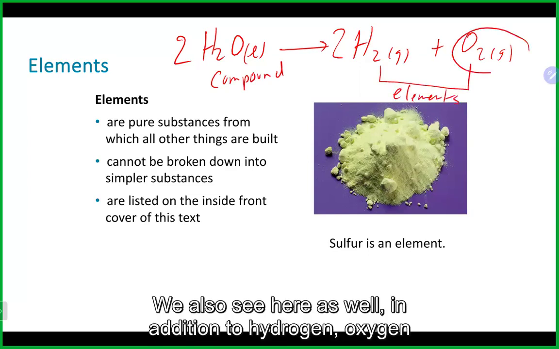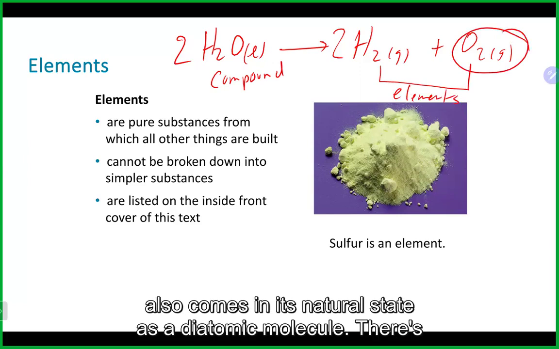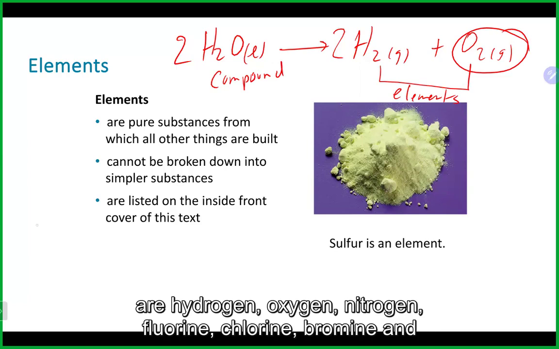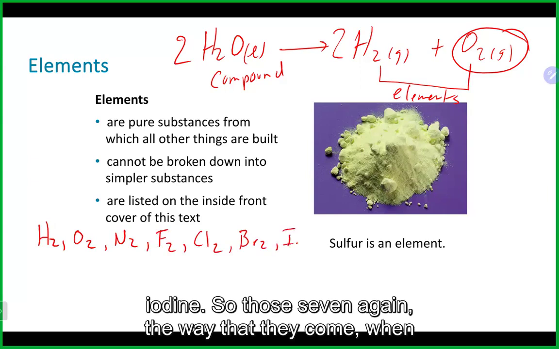We also see here, in addition to hydrogen, oxygen also comes in its natural state as a diatomic molecule. There's actually seven elements that come naturally as twos. Those are hydrogen, oxygen, nitrogen, fluorine, bromine, and iodine.